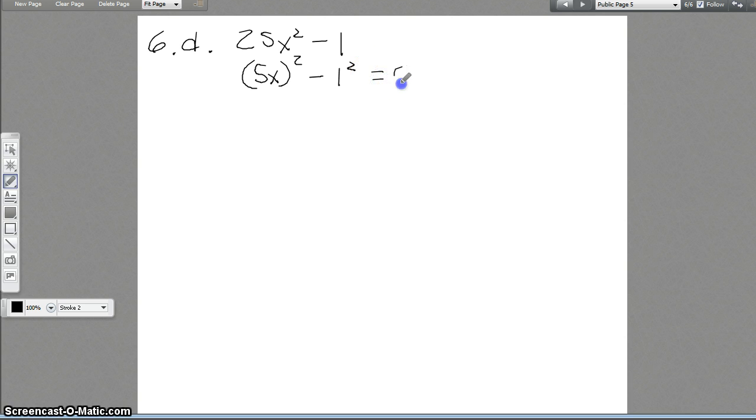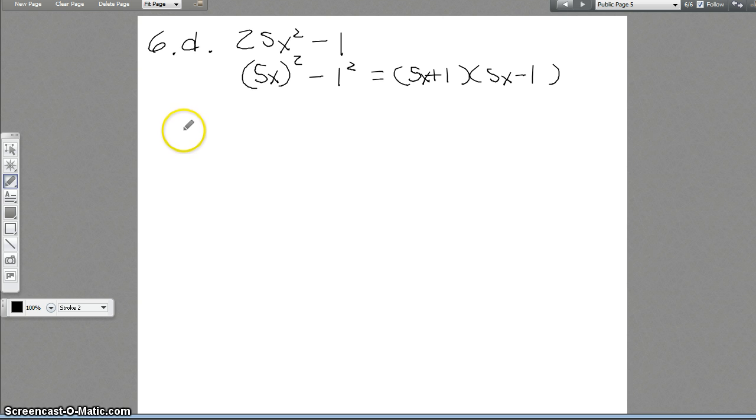Difference of two squares we know how to factor without having to do anything complicated. It's the first term plus the second term multiplied by the first term minus the last term. So it will be 5x plus 1 times 5x minus 1. So anytime you see something that is a difference of two squares, it's going to be very easy to factor.